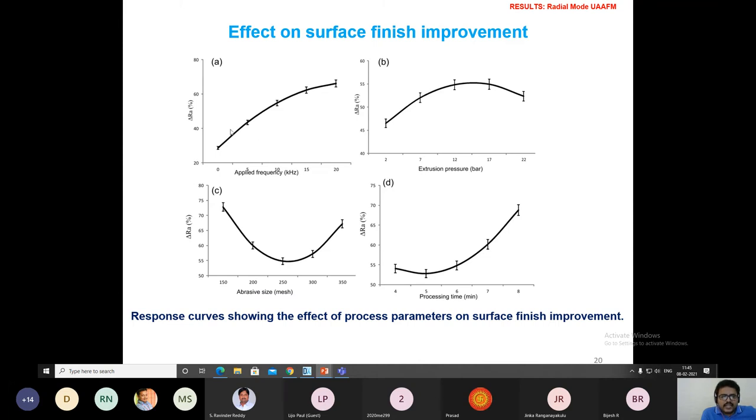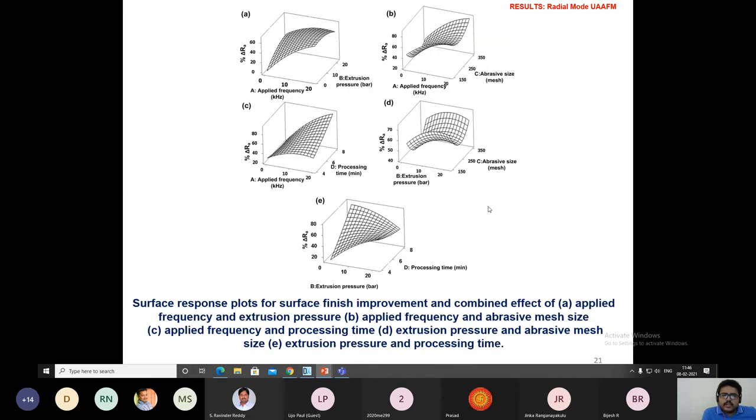These are the single factors. Each and every factor is explained separately by using the RSM data, and you can see the increase and decrease of the parameter levels with respect to the responses. Similarly, when you combine and plot an interaction, then you can see the combined effect of two or more parameters.